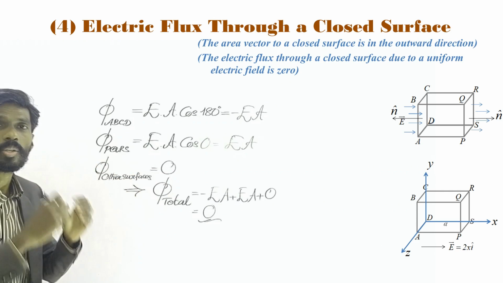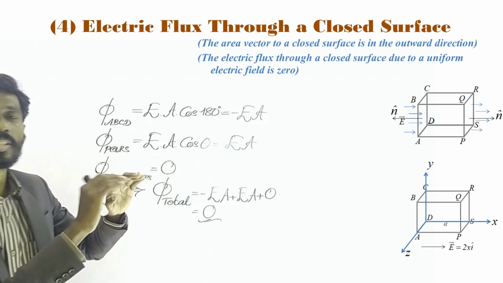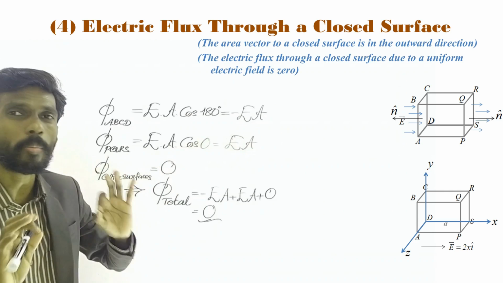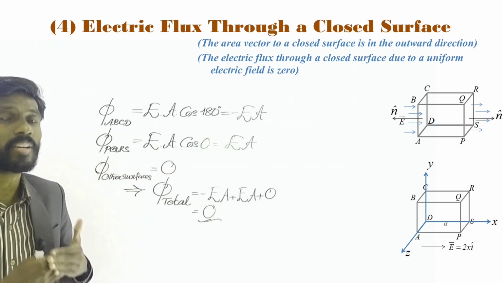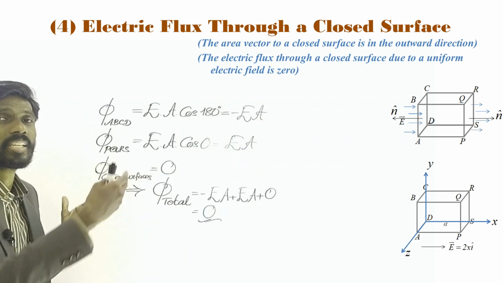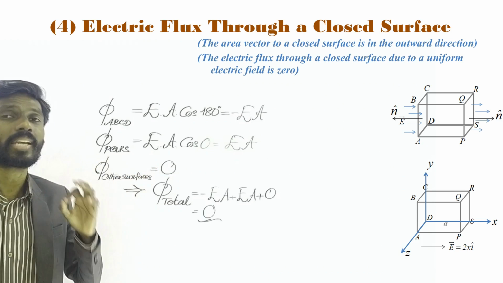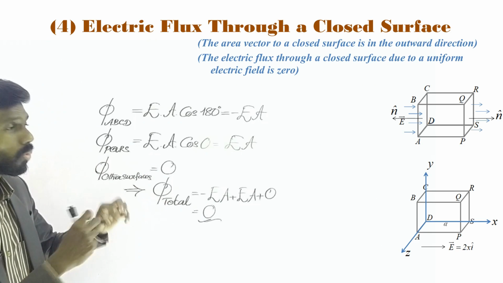So it is given as 2x i cap. The direction is fixed. It is i cap, which means the direction is always in the positive x direction. No problem. But the magnitude is 2x. That means it is dependent on the value of x. So as you move along the x-axis, the electric field intensity increases. Do you understand? So this is a non-uniform electric field. So let us find the electric flux due to this electric field.